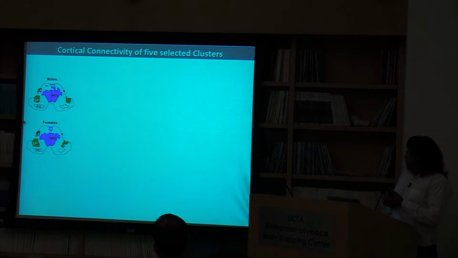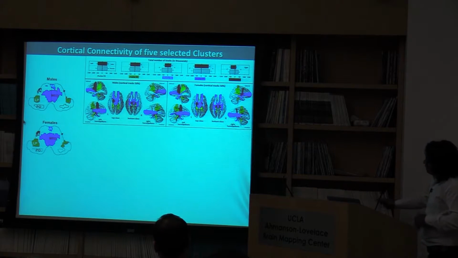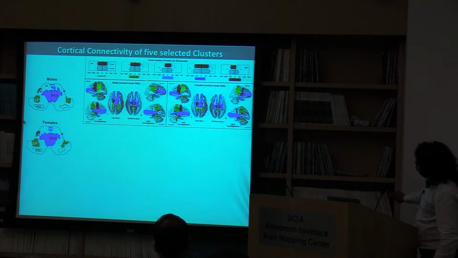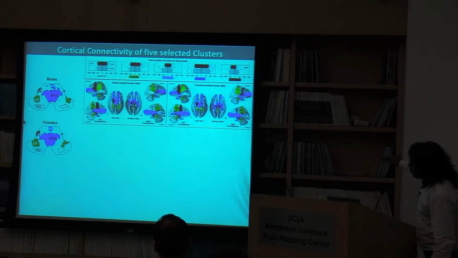In the next step, we took these clusters which survived 90% probability, and we performed DTI tractography in the male as well as in the female group. The group results are shown here for the male and for the female at probability of 50%. You can see that these clusters project to different cortical areas. For example, the posterior cluster projects to the visual cortex, lateral posterior to the sensory cortex, and lateral anterior to the motor cortex, and medial to the frontal cortices.